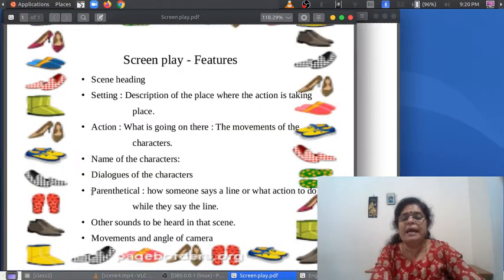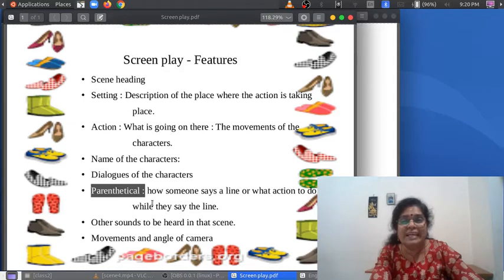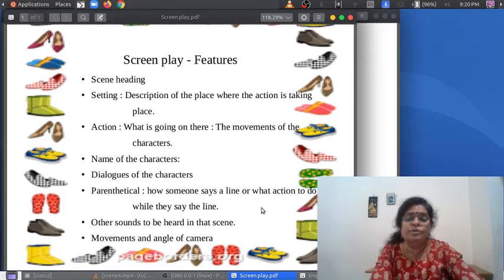Yes, parenthetical. What is the word? Parenthetical. Once more. Yeah, parenthetical. So what do you mean by parenthetical? How someone says a line or what action to do while they say a line, the dialogue.